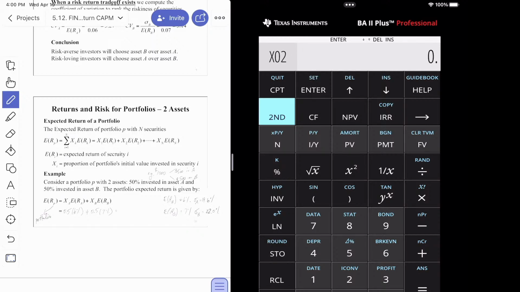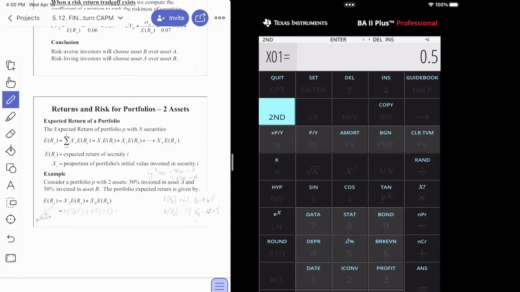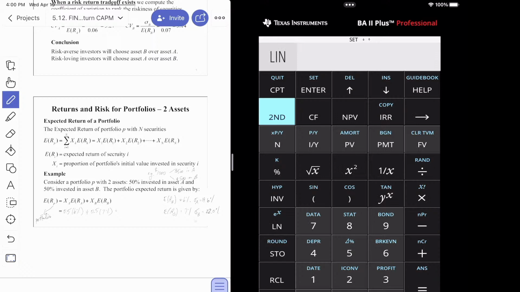And then the weight for B would be 0.5, enter down, and then 7%, enter down. And from here, you have all your data, and then you can ask for stat and then scroll back, use the up arrow. And you see that it's 6.5% is the weighted mean.